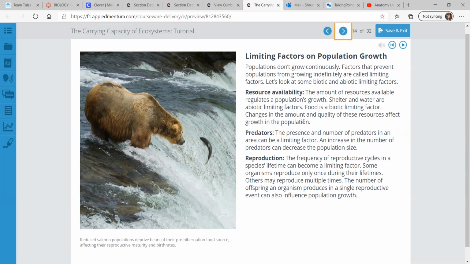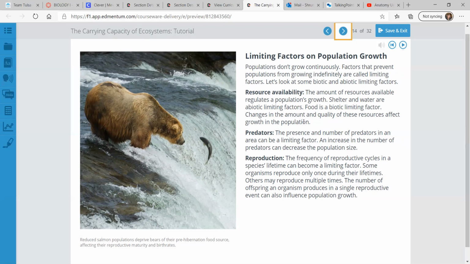Predators. The presence and number of predators in an area can be a limiting factor. An increase in the number of predators can decrease the population size. Reproduction. The frequency of reproductive cycles in a species' lifetime can become a limiting factor as well. Some organisms reproduce only once during their lifetimes. Others may reproduce multiple times. The number of offspring produced in a single reproductive event can also influence population growth.